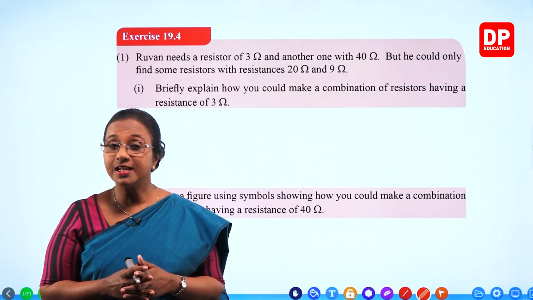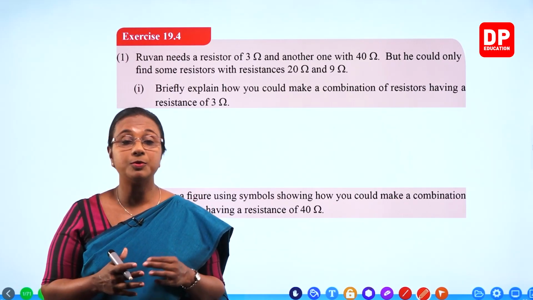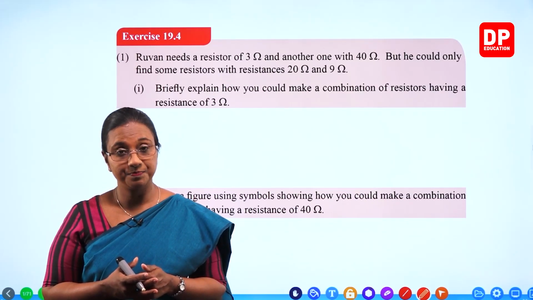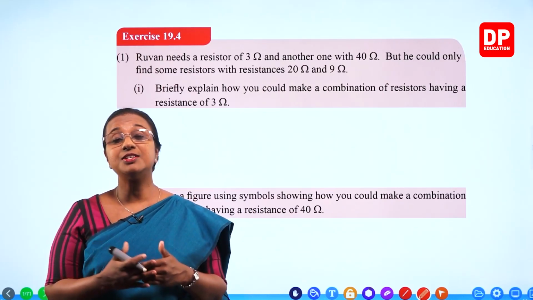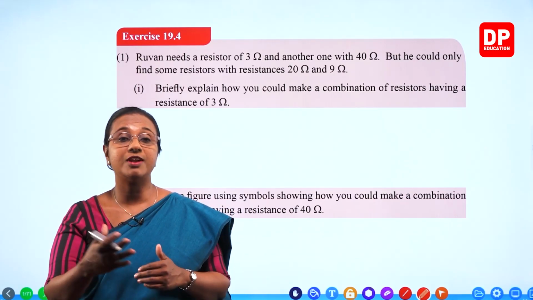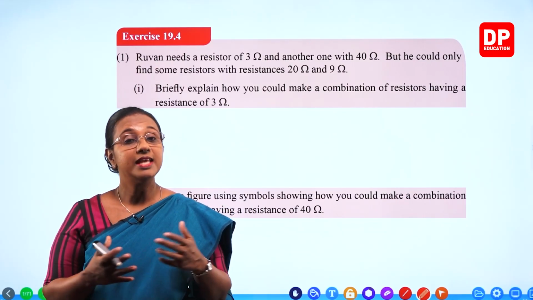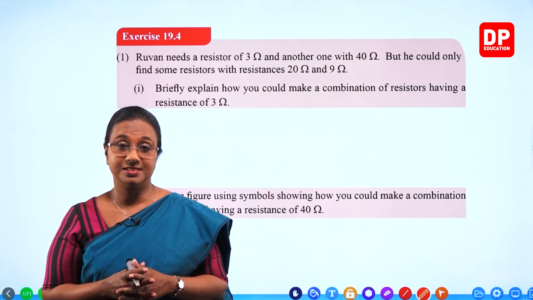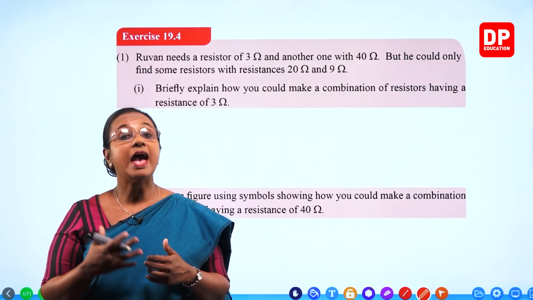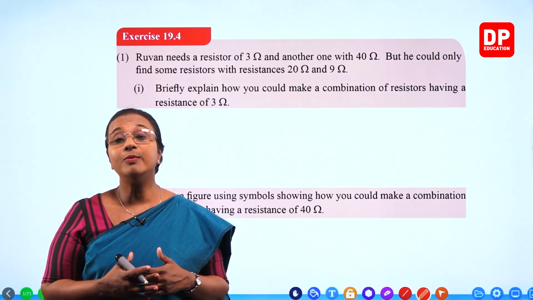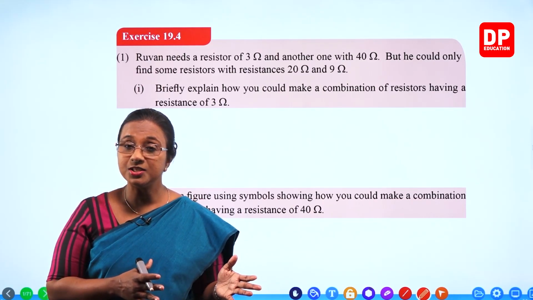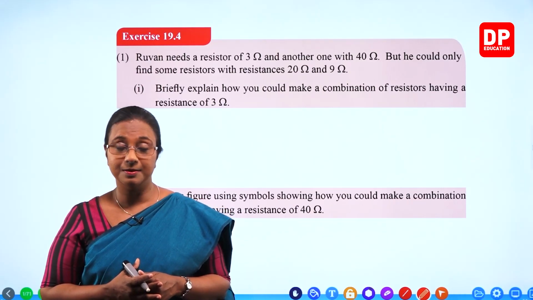Then related to current electricity, we discussed what current, potential difference, electromotive force and resistance are. Then we combined the relationship between potential difference, current and resistance to give rise to Ohm's law. Thereafter, we discussed resistors, factors that affect resistors, the types of resistors, and also how we can combine resistors together in a series combination or a parallel combination.